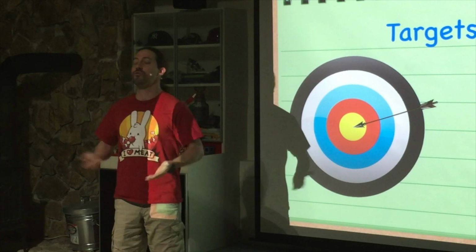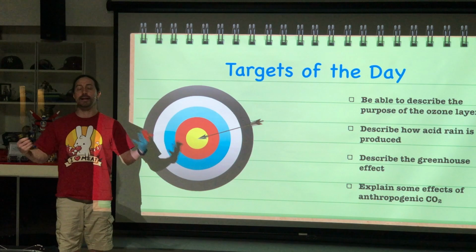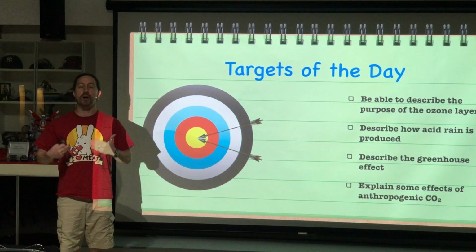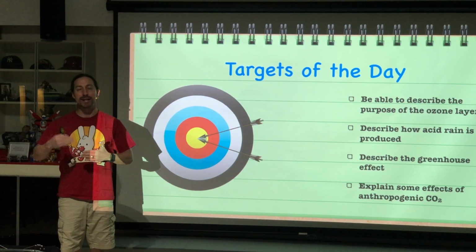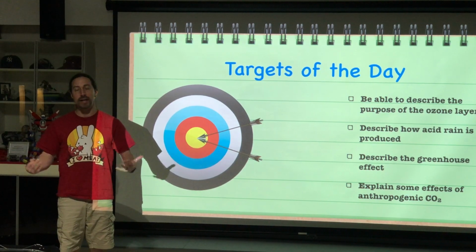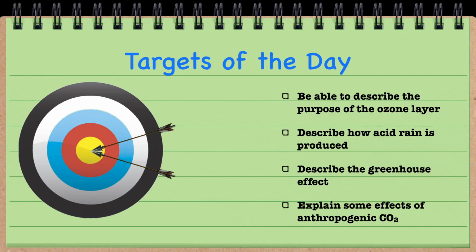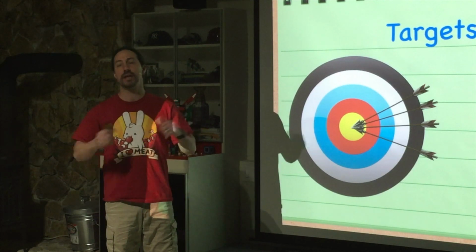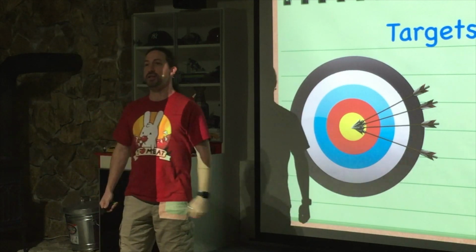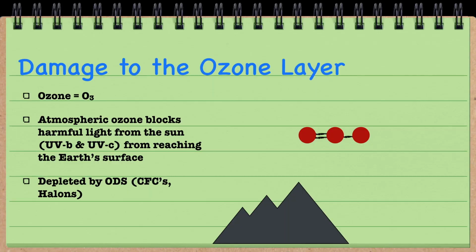Next, describe how acid rain is produced. You should be able to understand exactly the process that takes place that makes acid rain. Thirdly, you should understand the greenhouse effect. You should understand how the Earth maintains the temperature that it maintains, and then understand the effects of anthropogenic CO2. So without anything further, let's get going into the ozone layer.